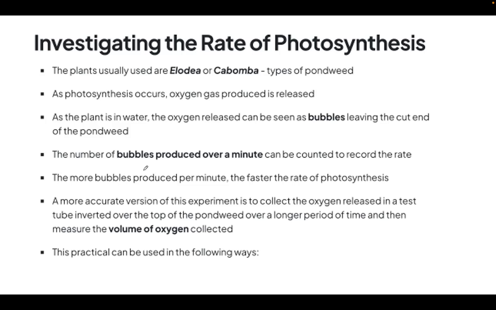Now, another investigation which is very important, and it is ever in paper 6 that we need to check as well. What is the rate of photosynthesis? We understand that. How do we measure that? Here, what I focus on is the dependent variable. What do I measure each and every time they ask me to measure the rate of photosynthesis? I have to measure the bubbles produced over time.